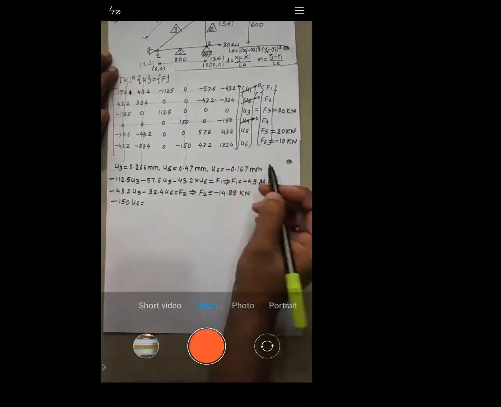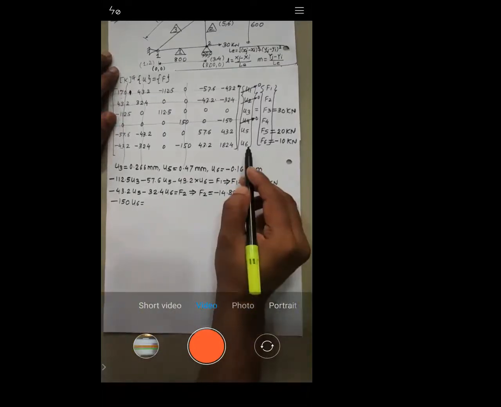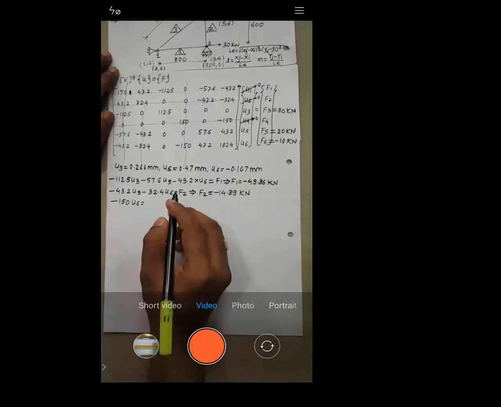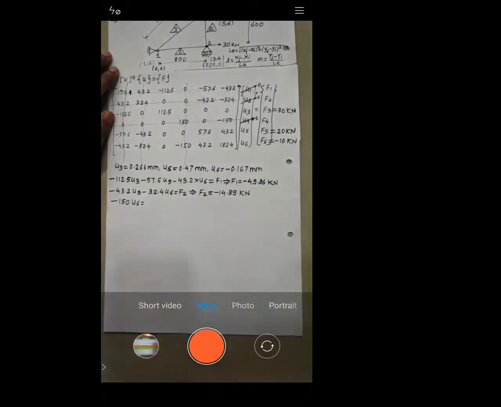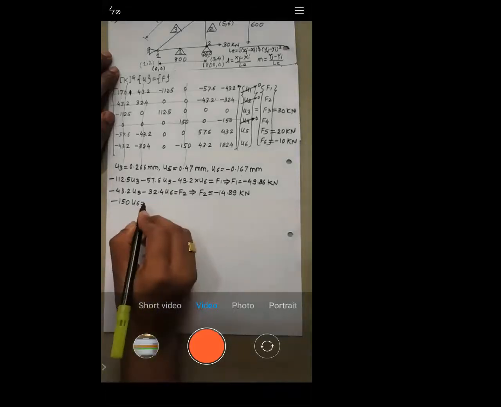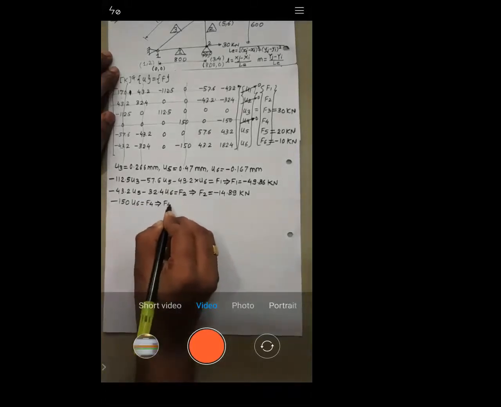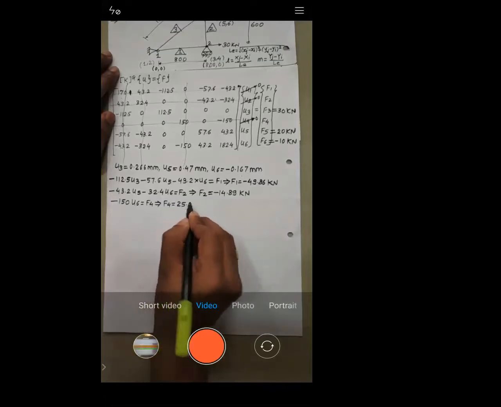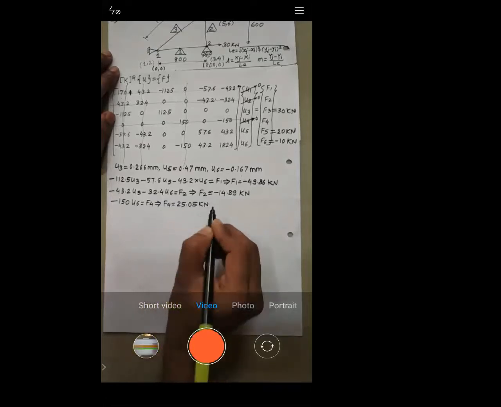Check it, all of you. Minus 150 U6 is 25.05, equal to F4, right? Yes or no? Yes. 25.05 is equal to F4. So how much are you getting for F4? 25.05. 25.05 kilonewton. Is it okay?